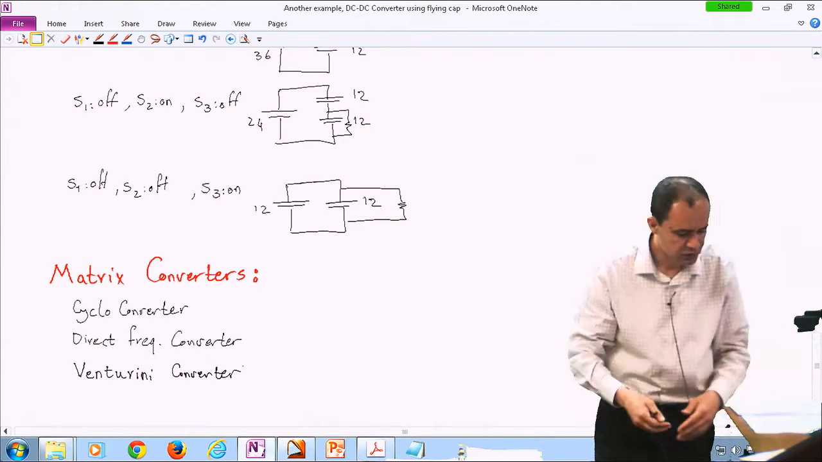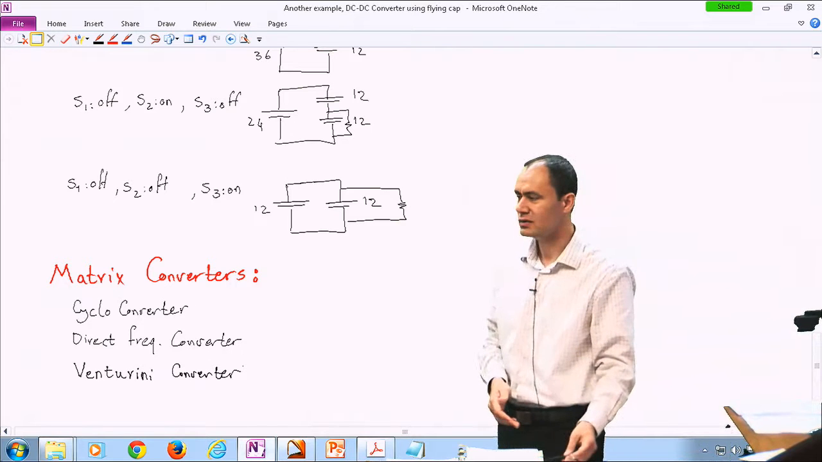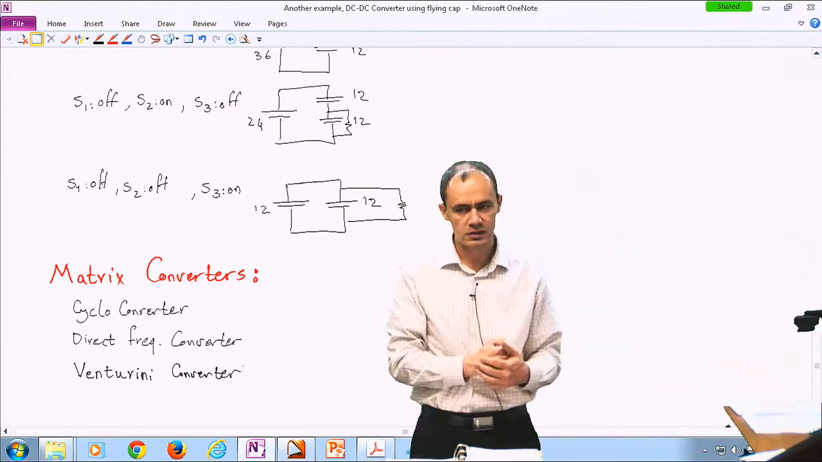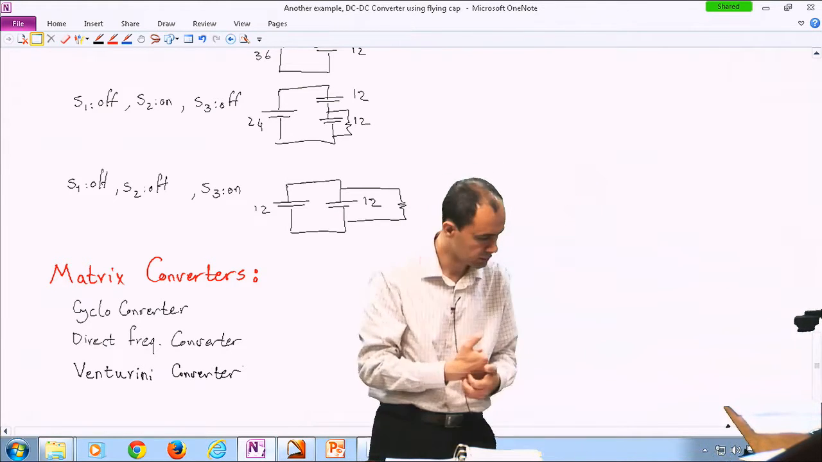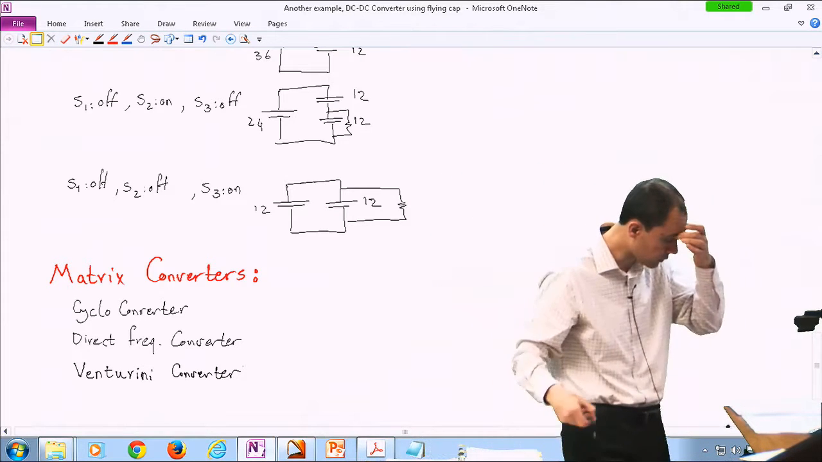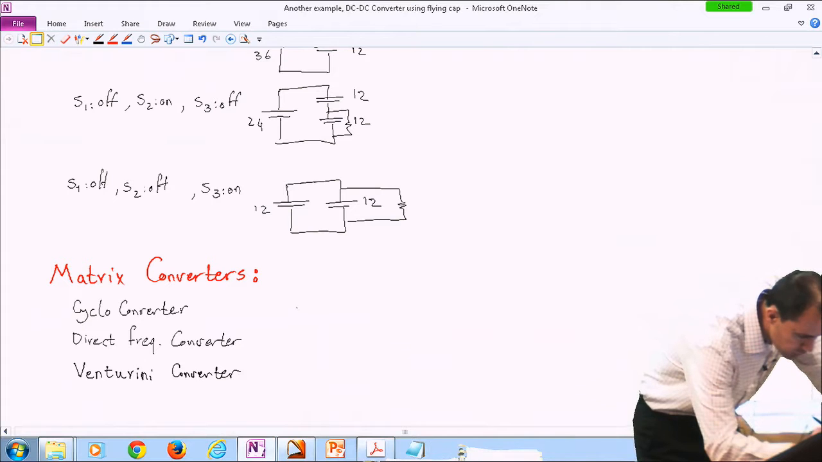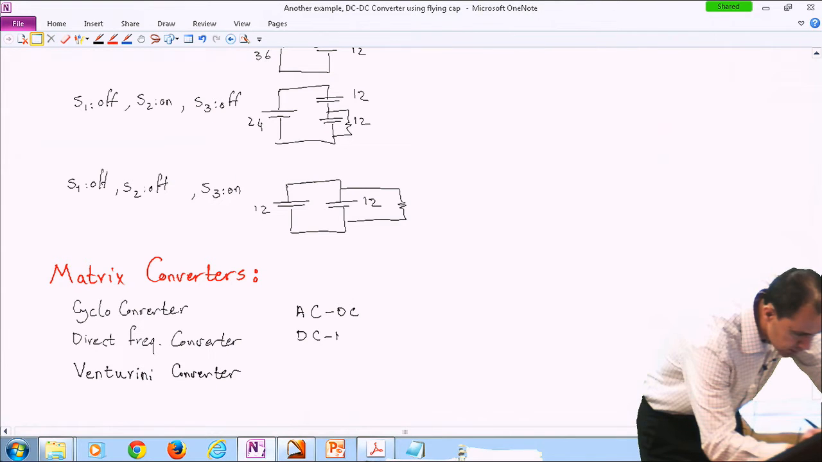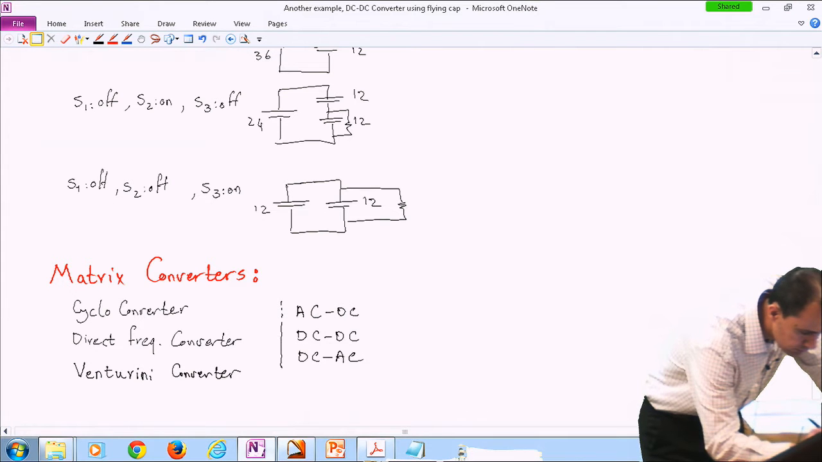What is the functionality of these converters? Are these DC to DC converters or DC to AC? Actually, they can do everything. So technically, you can use one matrix converter to do all the jobs for you, and we are going to see how. So they do all sorts of jobs. For instance, they can rectify AC to DC. They can convert DC to DC. And they can invert DC to AC.